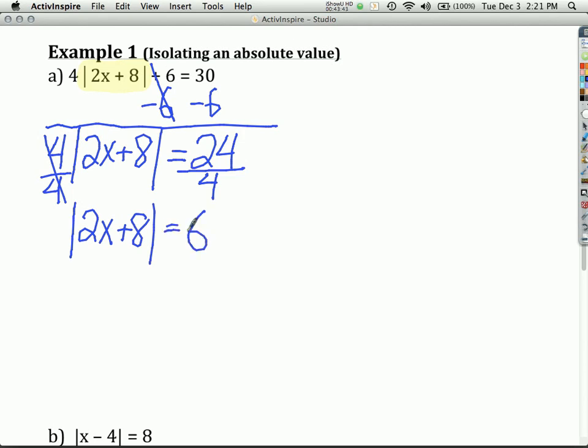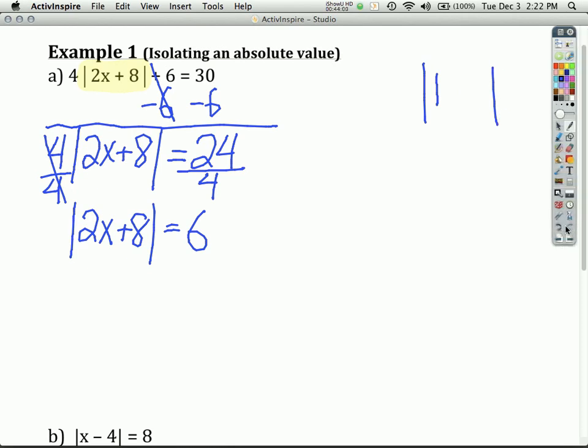Just a little side note, when you draw the absolute value symbol, make sure you draw the line longer than a number 1. There should be a difference between an absolute value symbol and a number 1. So try to make sure that you're drawing your lines a little bit longer.